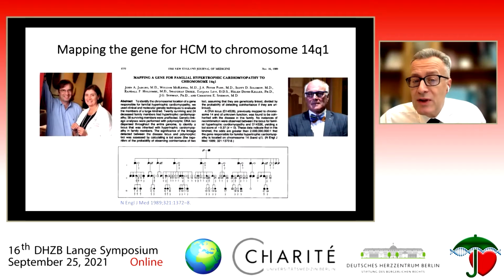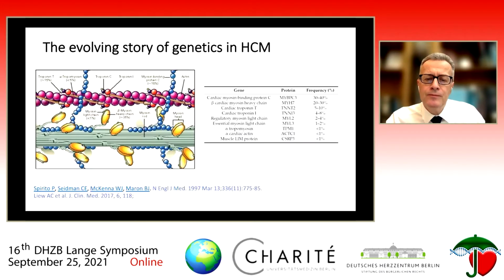It wasn't, however, until the late 1980s that the first gene was identified. This was the first gene to account for a monogenic cardiovascular disorder, a gene which mapped to chromosome 14 and to the protein myosin heavy chain, or myosin 7, led by the Seidmans and clinicians such as Bill McKenna. Lots of excitement about that around that time, that the genetic basis of the disease had been discovered.